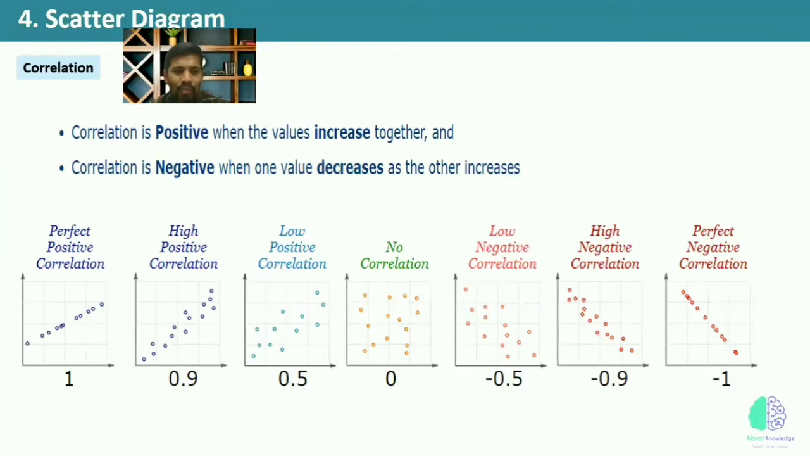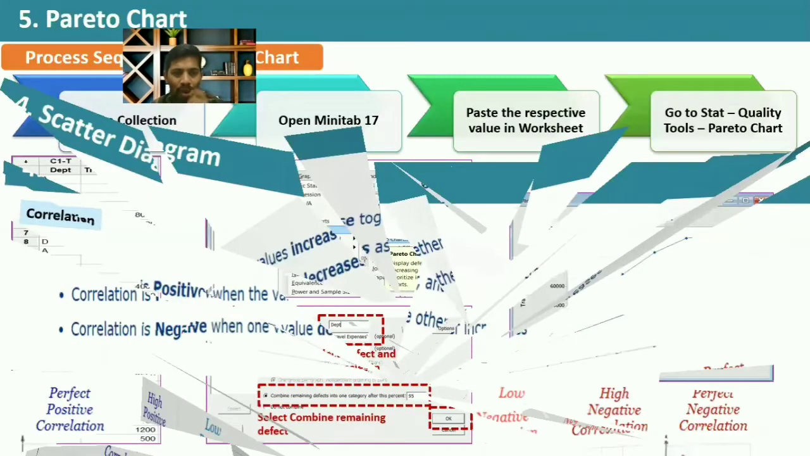For the scatter diagram, if the correlation is positive it is +1, if negative it is -1, if no correlation it is 0, and if partial it is 0.5 and -0.5. We already covered this in the scatter diagram. I'm going to quickly touch upon that and go over to Pareto.